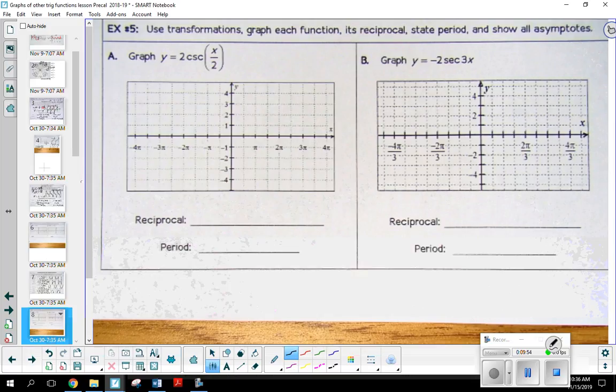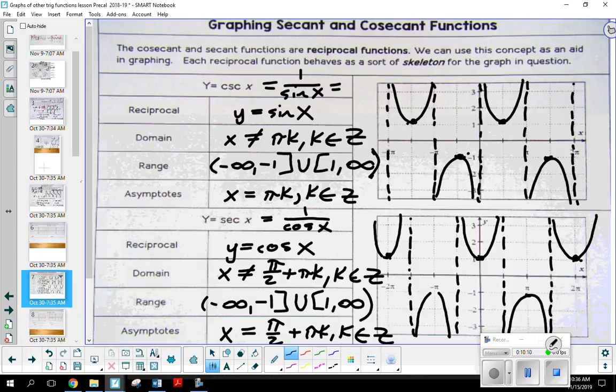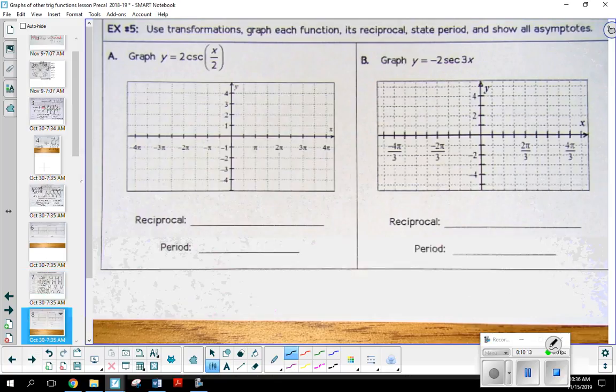Graph the function, its reciprocal, state the period, and show all asymptotes. So I want to graph y equals 2 cosecant of x over 2. Now, here's why graphing secant and cosecant are going to be so easy. You see how we got the graph of the parents using their reciprocal? We're going to do the exact same thing here. We're going to graph the reciprocal and then use that as the skeleton to get the graph that we want. Okay, so instead of graphing 2 cosecant x over 2, I'm going to graph 2 sine of x over 2. I'm just going to replace the trig function with that reciprocal trig function.